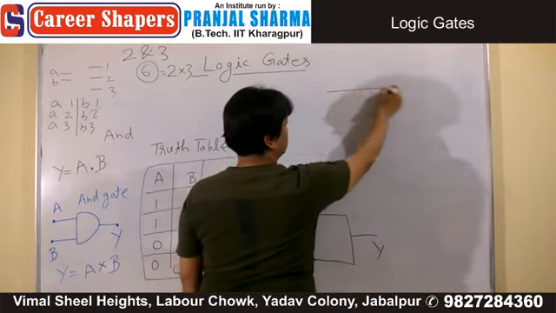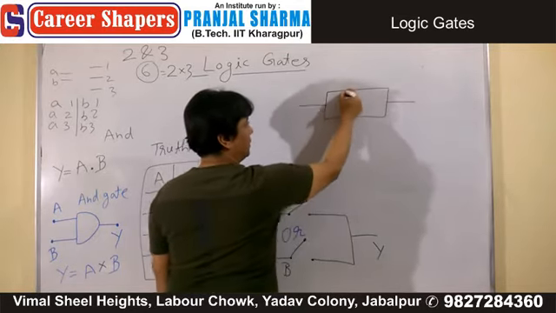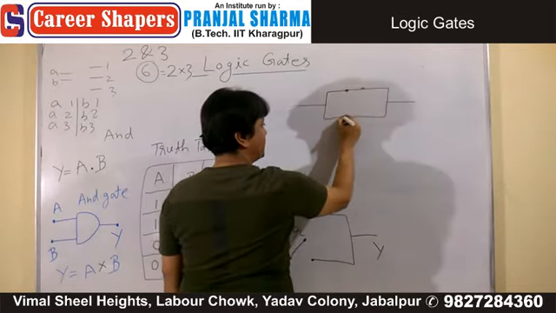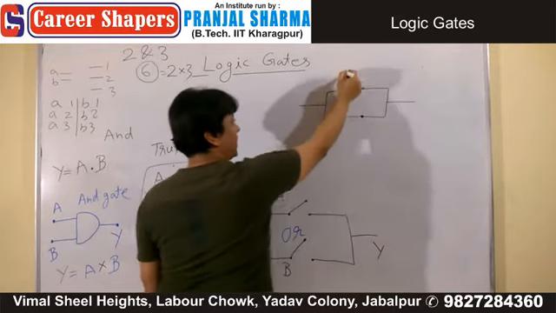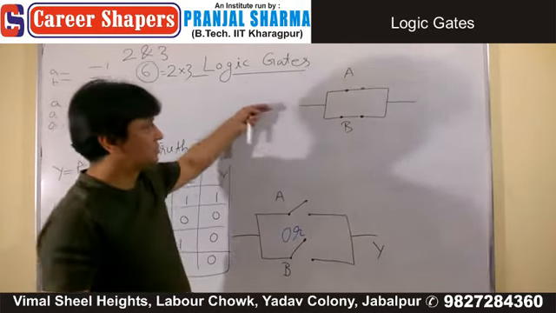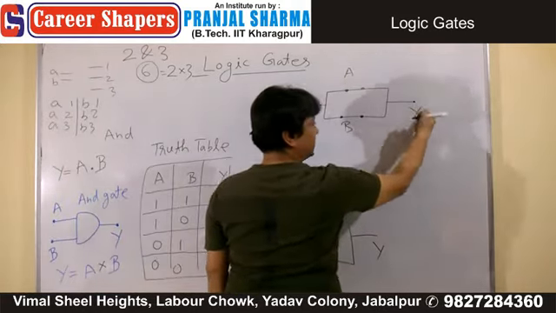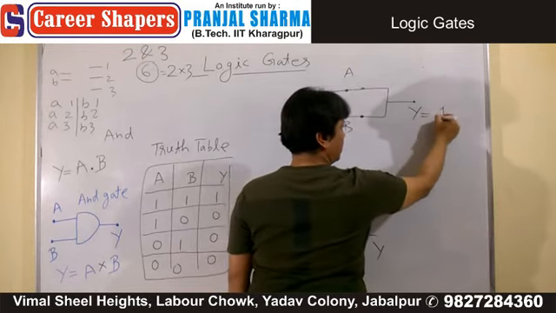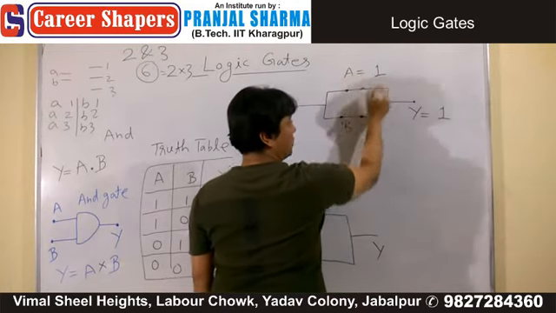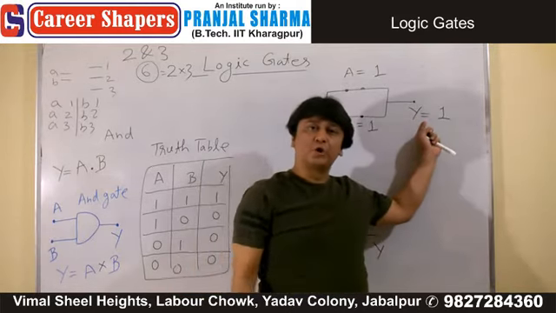First, let's do it fast because you have understood the AND table. This is A, this is B. Both switches are closed. Current is coming from this side. You will definitely expect a current over here. A is 1, B is 1. Your output is also what?